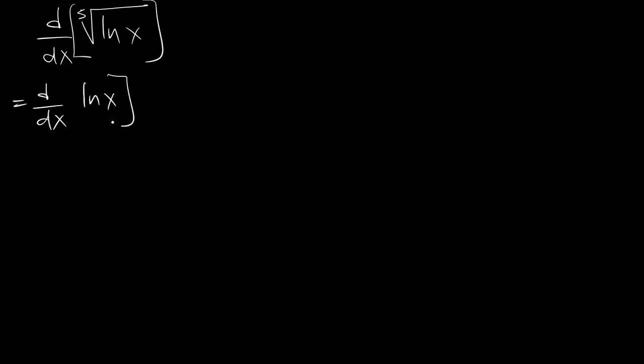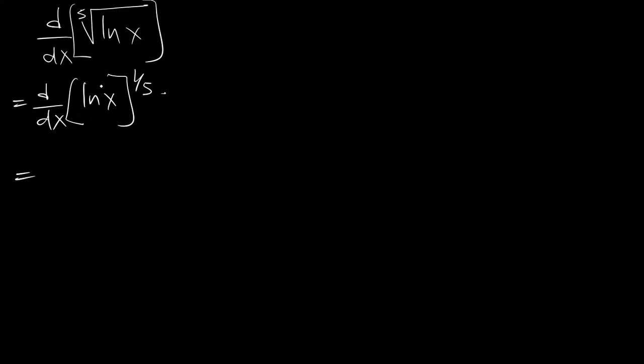Now let's start with the first one. You have the derivative of the fifth root of ln x. So this is the same thing as saying the derivative of ln x raised to power 1 all over 5. So this is like a power rule. Now while you're using the chain rule, take this one inside as a function.